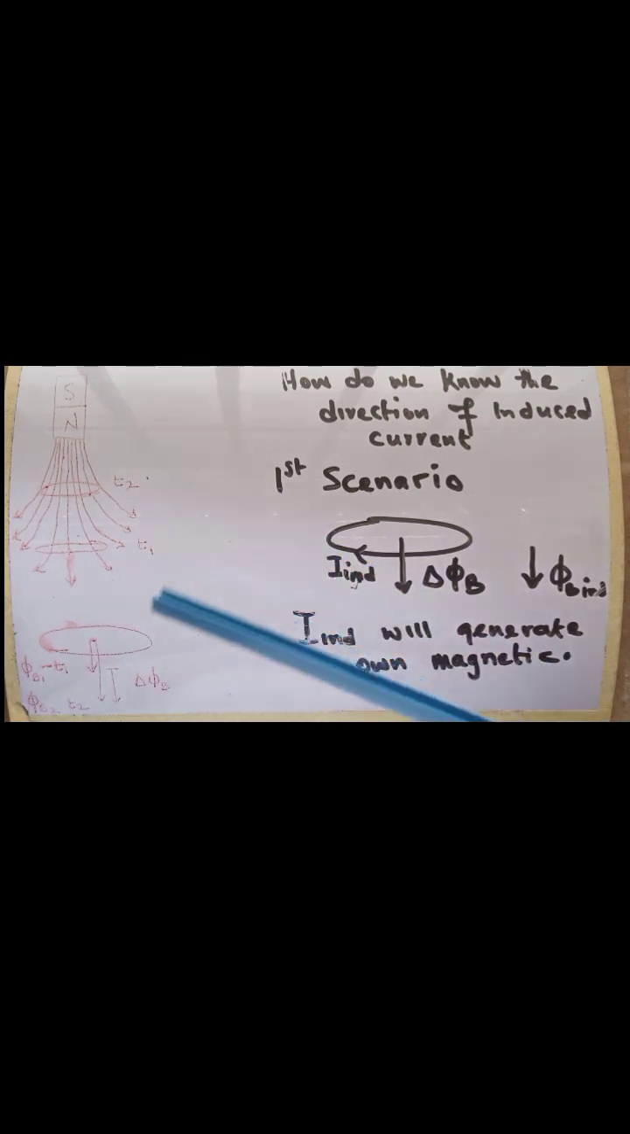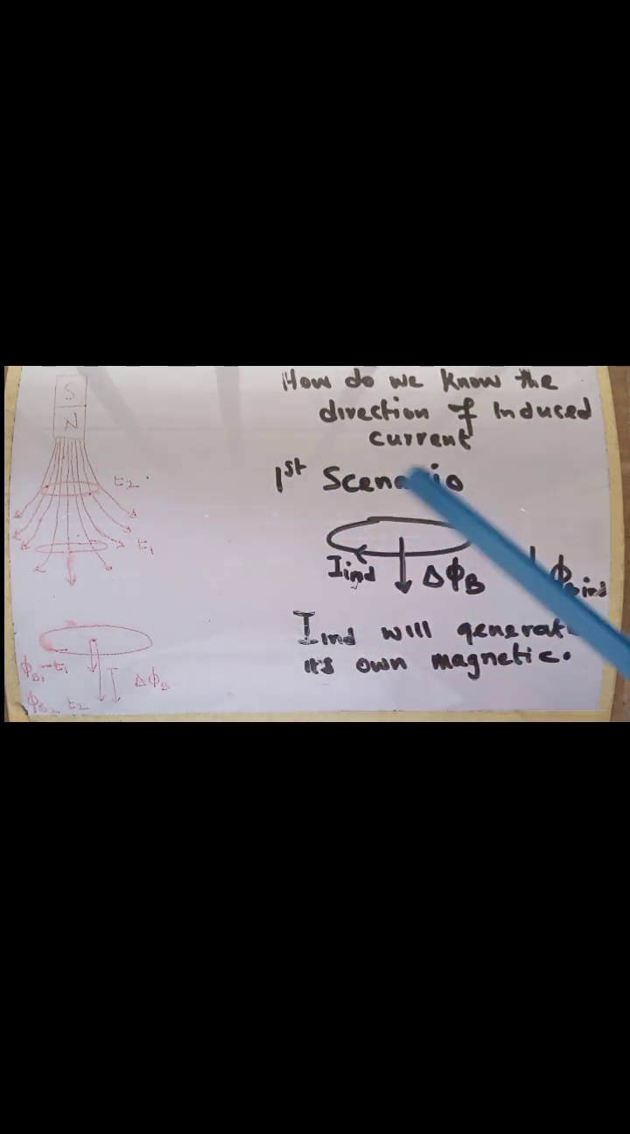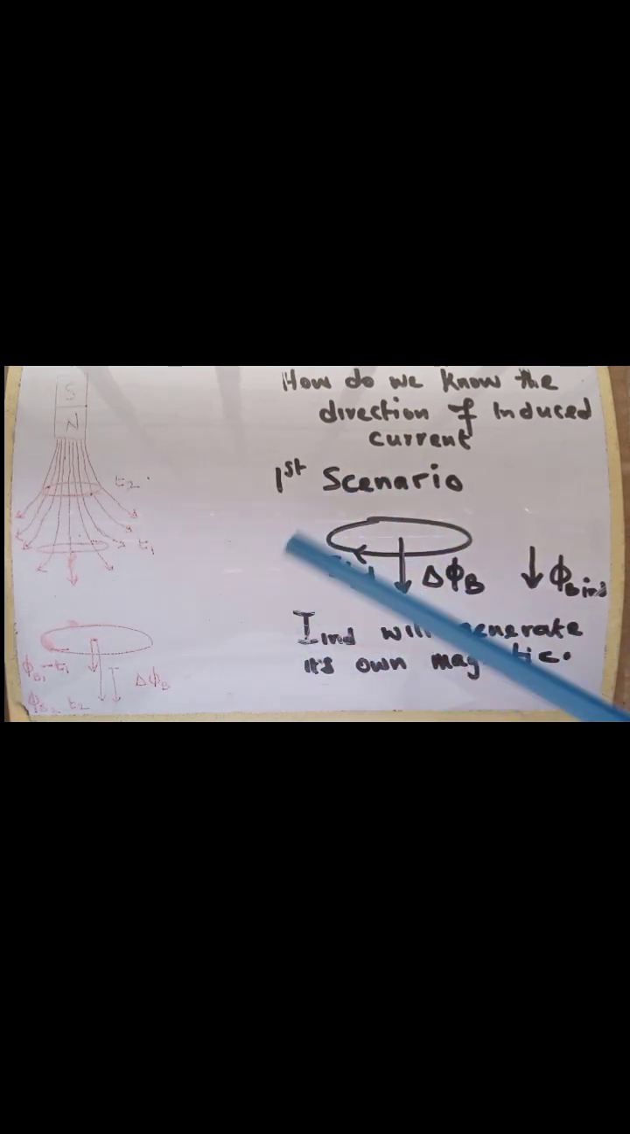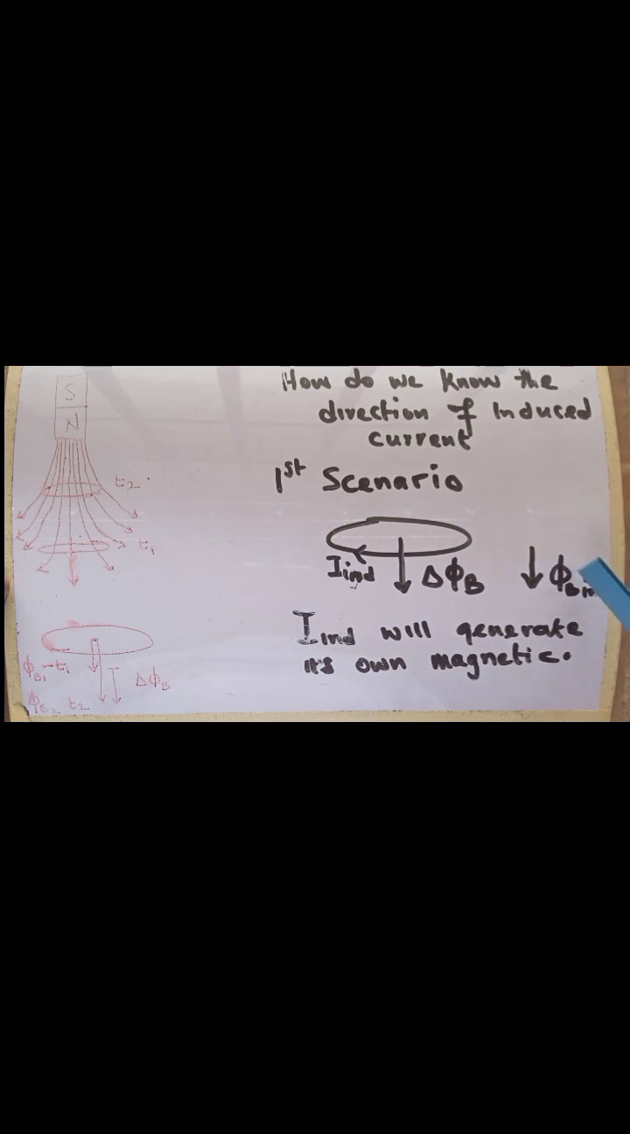Now, let's consider the first scenario, where we assume that the induced current should go in this direction. We know that once current is moving through a loop, probably a circular loop, there will be a magnetic field generated. So that magnetic field going through this loop will also cause a magnetic flux, which is given by this one. So this particular expression here is called the induced magnetic flux. Now you see the direction of the arrow.